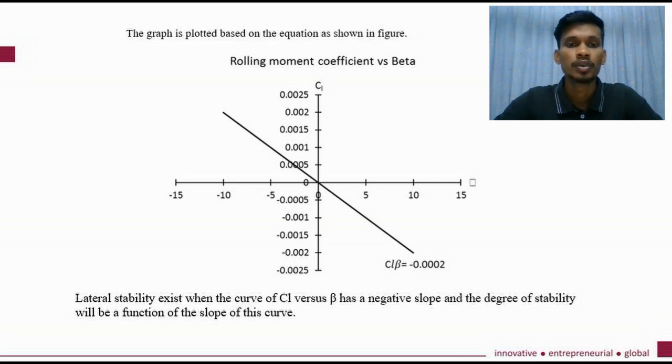When the aircraft is subjected to a positive side slip angle, lateral stability is evident when negative rolling moment coefficient results. Thus, for example, when the relative airflow comes from the right, which will be a positive beta, a rolling moment to the left, which is negative CL, will be created, which tends to roll the airplane to the left. Lateral stability exists when the curve of CL versus beta has a negative slope and the degree of stability will be a function of the slope of this graph.